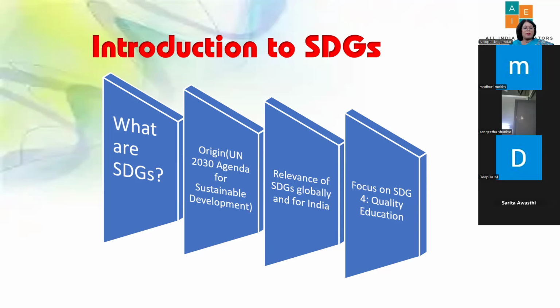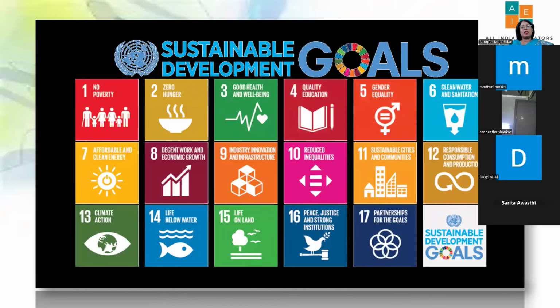And here is a list of the 17 Sustainable Development Goals which were adopted by the United Nations in 2015 under the 2030 agenda. Right now we are in 2025, so by 2030 they will be able to achieve these targets. Each goal addresses a critical global challenge. As you can see on my screen, my dear educators, goal number 1 is no poverty, poverty in all forms and from everywhere. Zero hunger: end hunger, achieve food security, improve nutrition and promote sustainable agriculture.